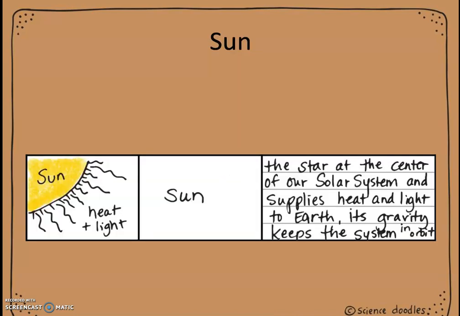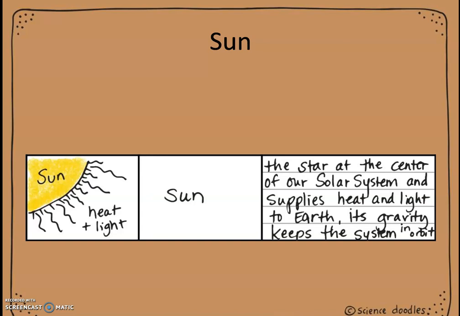The next word is sun. You're going to add the word sun in your middle box, and the definition is the star at the center of our solar system and supplies heat and light to the Earth. Its gravity keeps the system in orbit.